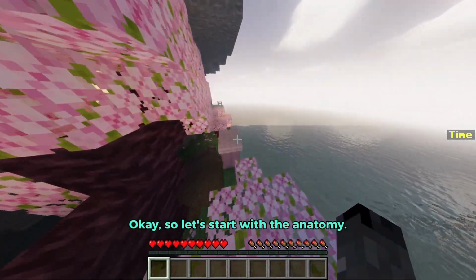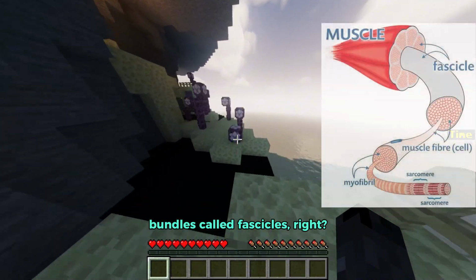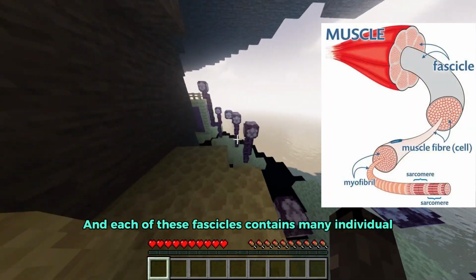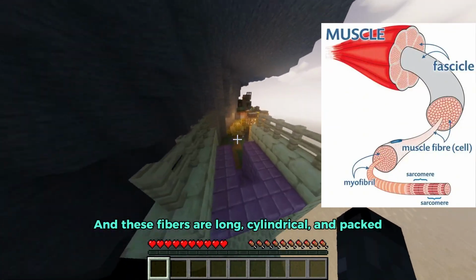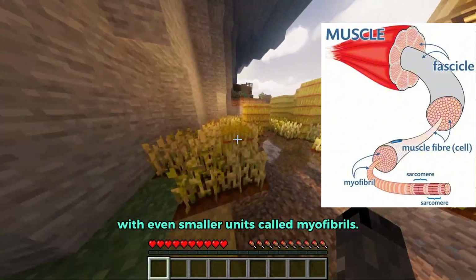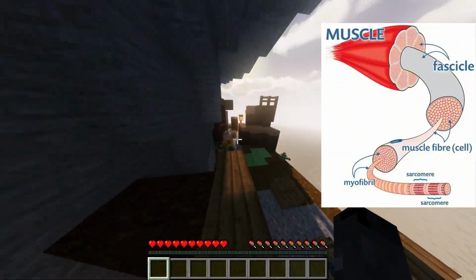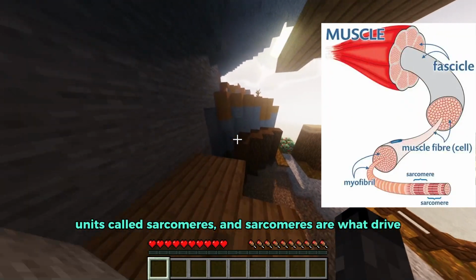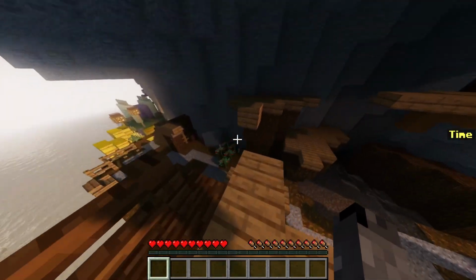Okay, so let's start with the anatomy. So a skeletal muscle is made up of bundles called fascicles, right? And each of these fascicles contains many individual muscle fibers, right? And these fibers are long, cylindrical, and packed with even smaller units called myofibrils. Please stay with me. Now, inside each of these myofibrils are repeating units called sarcomeres. And sarcomeres are what drive muscle contraction.